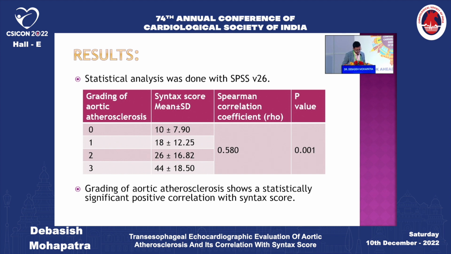As the grading increases, the mean Syntax score increases. With grade 0, the mean Syntax score is 10. With grade 1, the mean Syntax score is 18. With grade 2, the mean Syntax score is 26. And with grade 3, the mean Syntax score is 44.